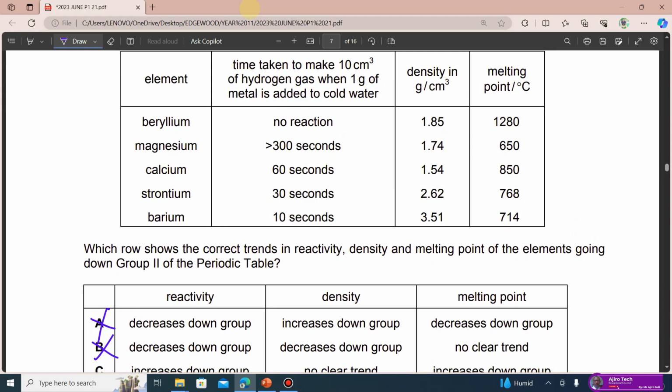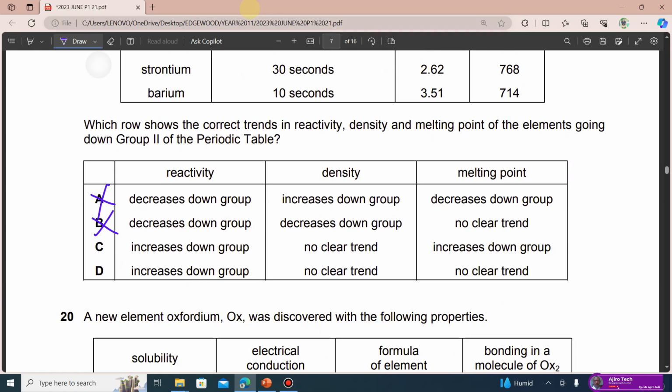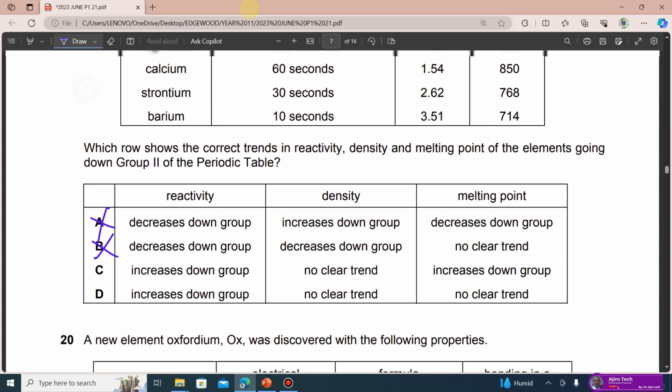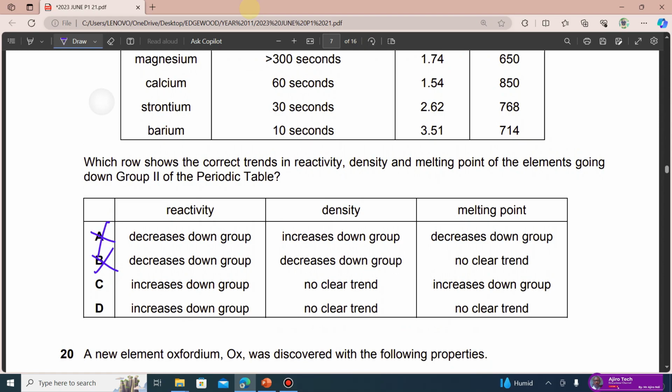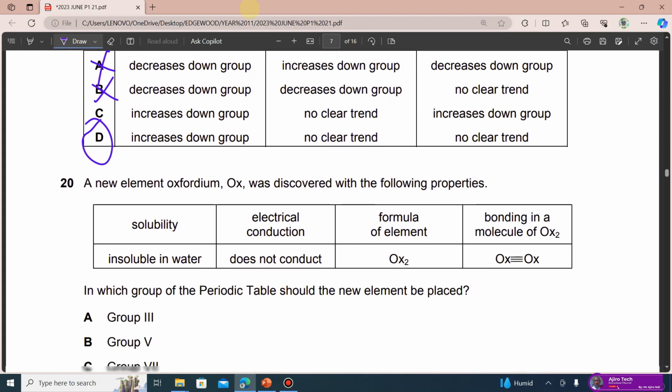Now let's look at the melting point. The melting point moves from 1280 to 650, decreasing. Then it increases again, then it decreases, and then it decreases. So in this case, we can't say there is a clear trend for the melting point. So our answer is option D, because that aligns with no clear trend for density and no clear trend for melting point.